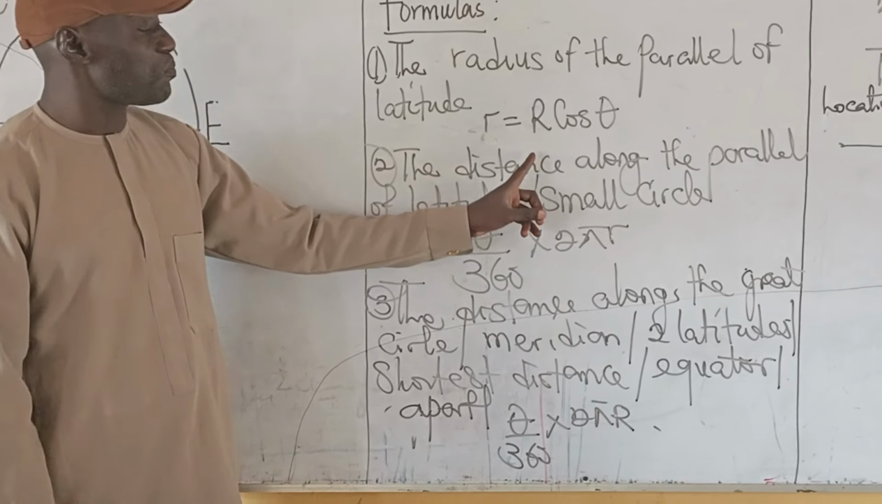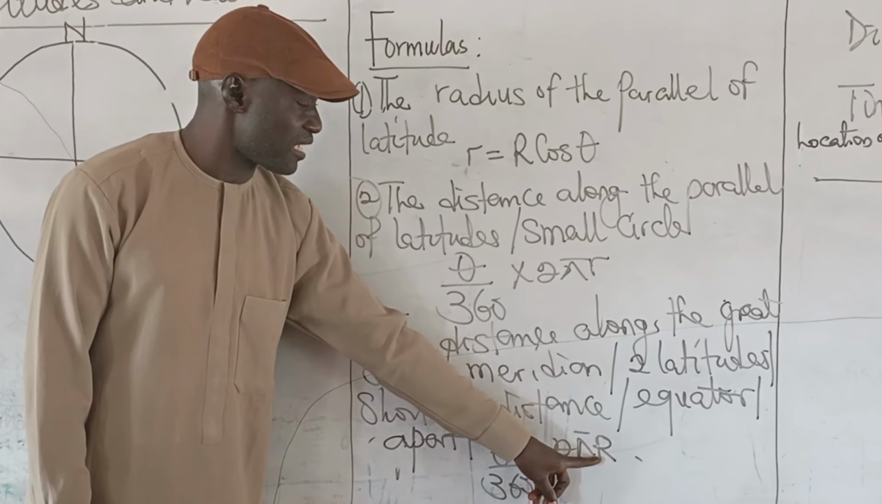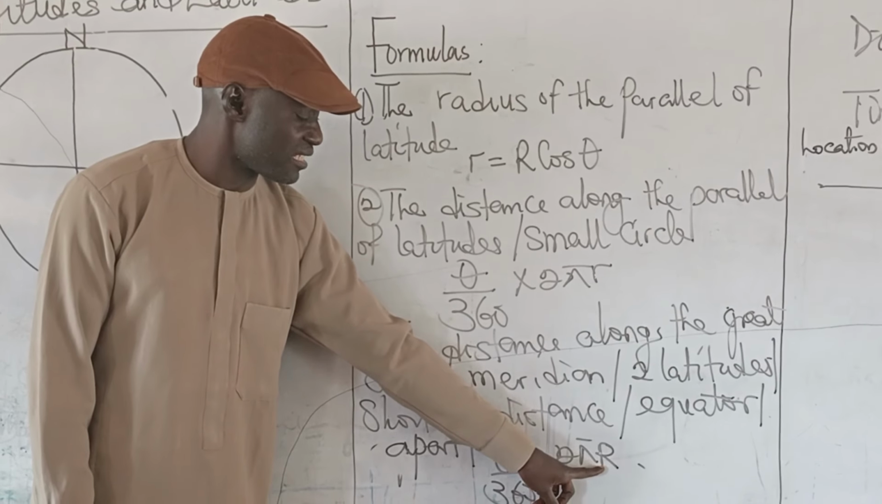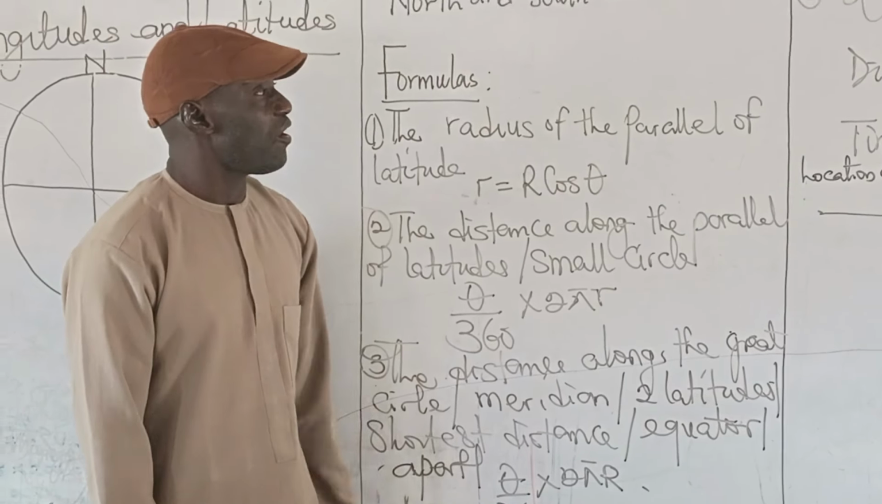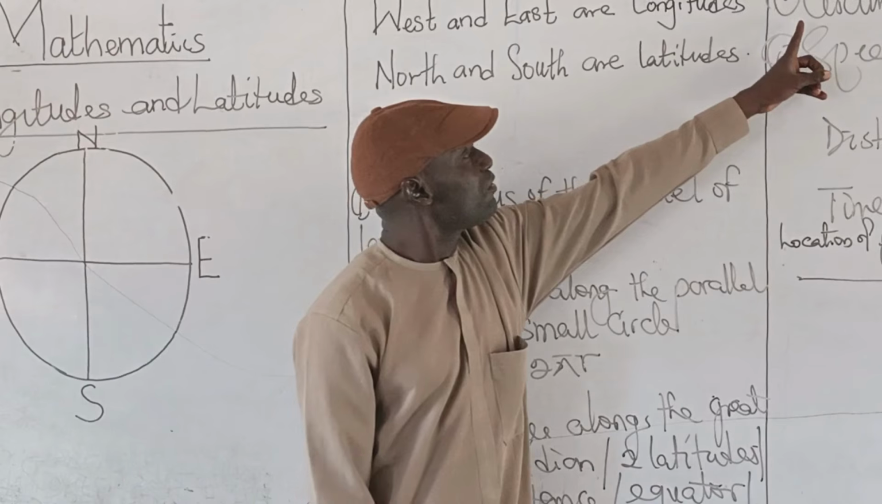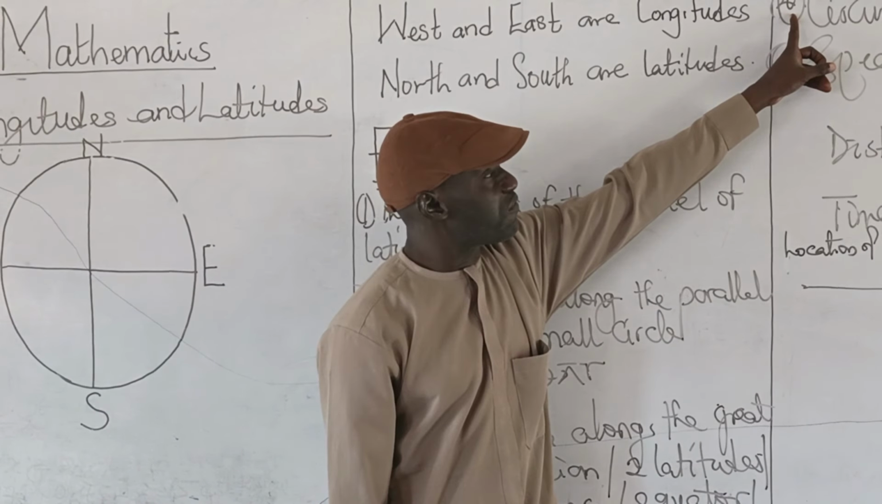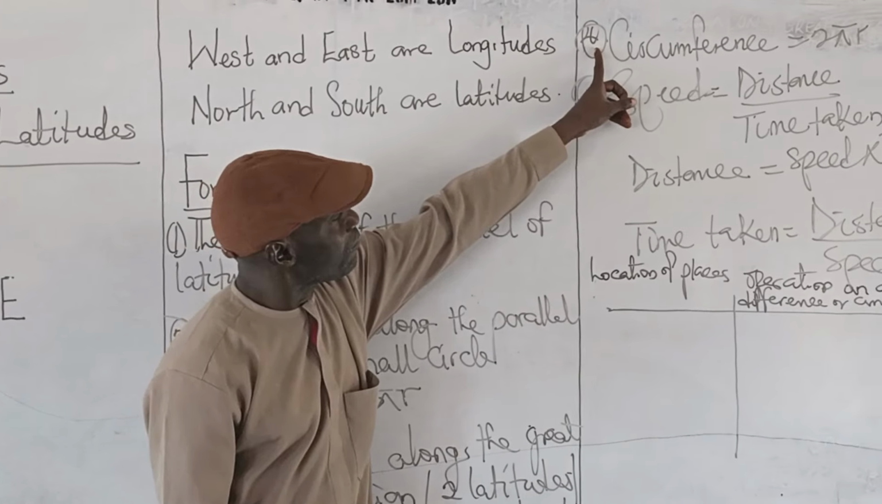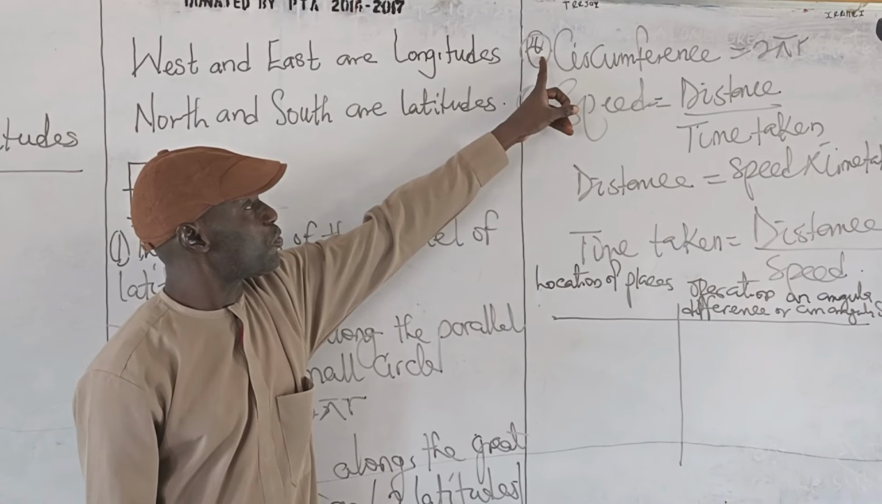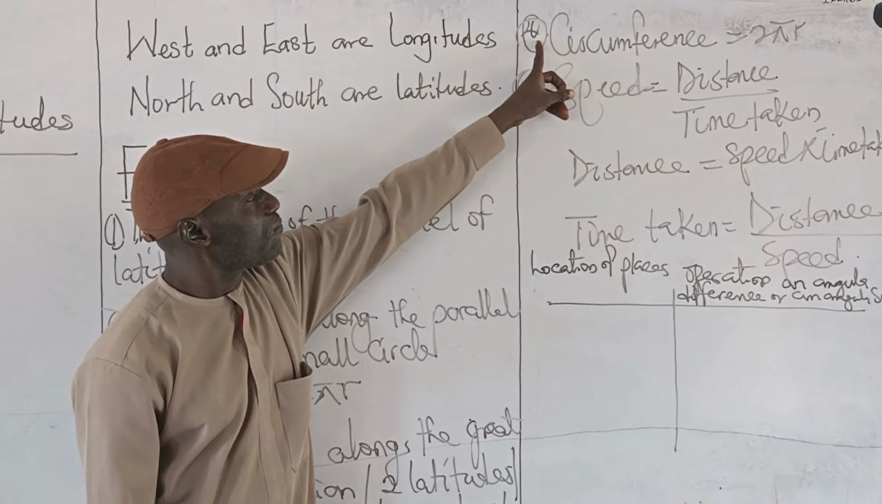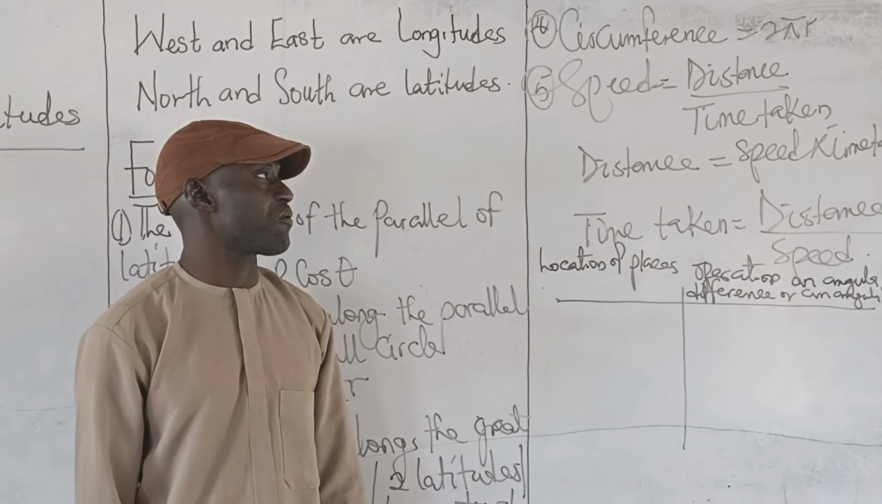The difference between the small r and the big R is this: this one has a capital letter R, and this one has a small letter r. Also, we have the fourth one, which is the formula of circumference. If the question says you should find the circumference, you have to apply 2 pi R.